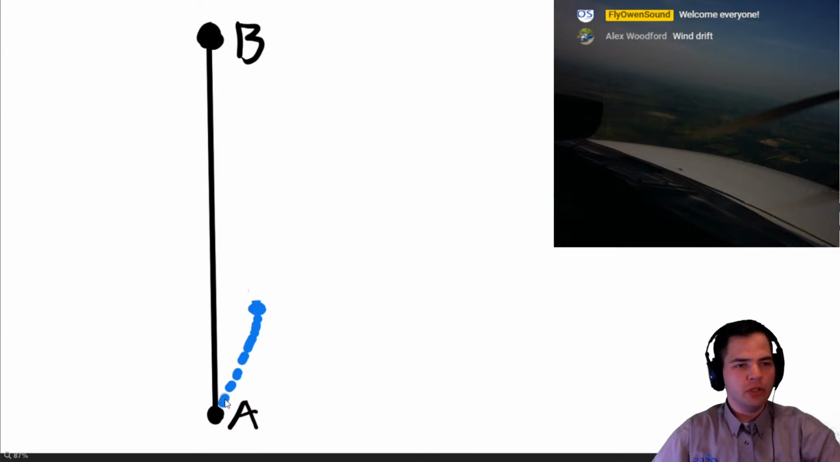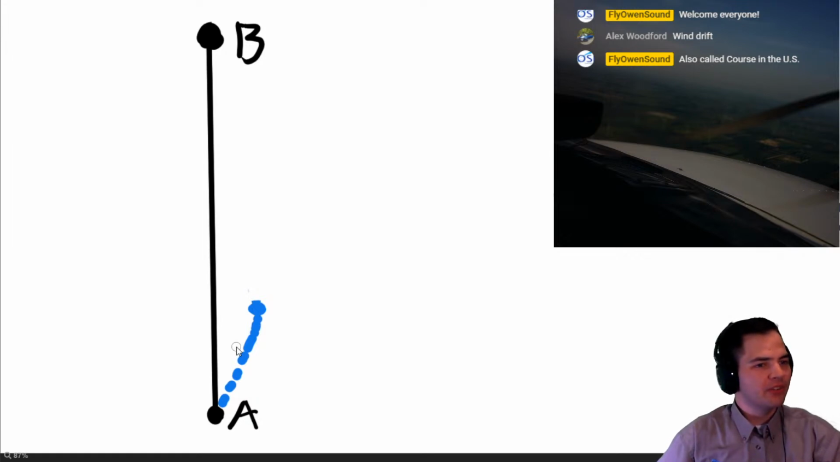The track made good is this blue line here. Oddly enough, because it's not good, it's not what I want, but that's what they call it. Also called course, yeah.